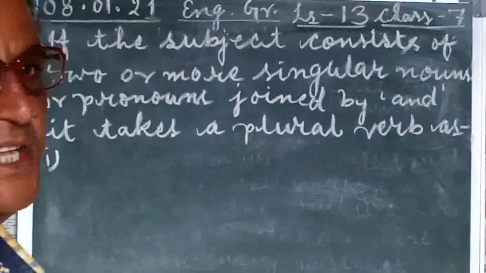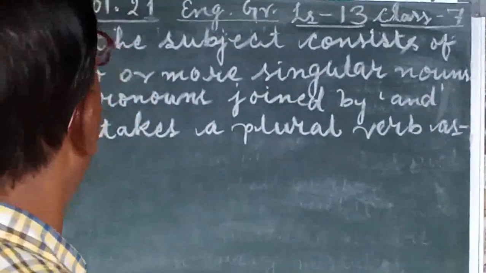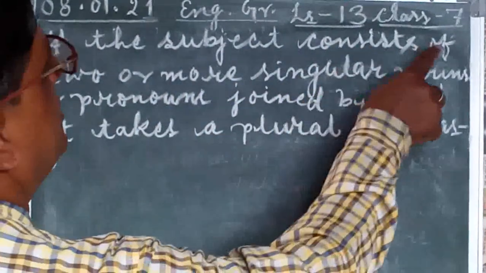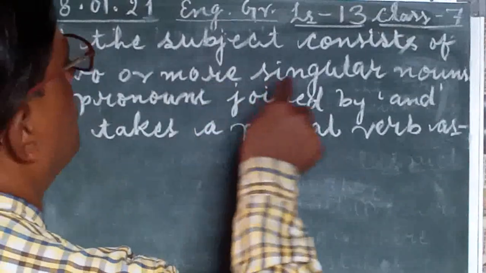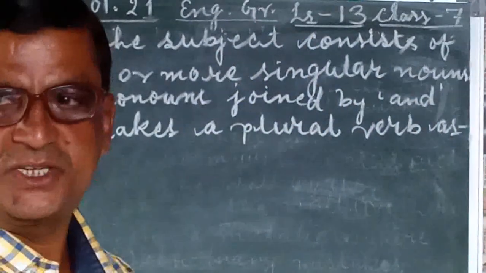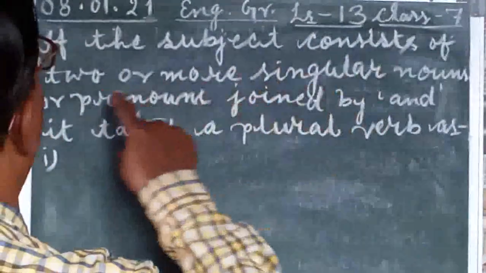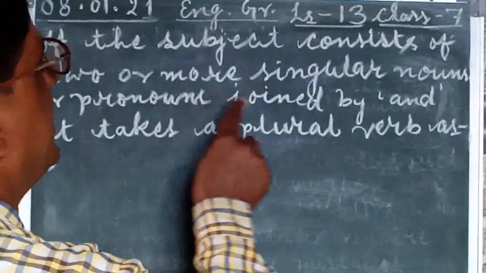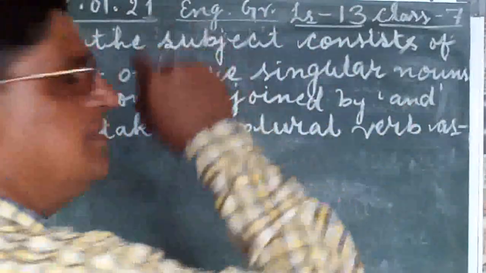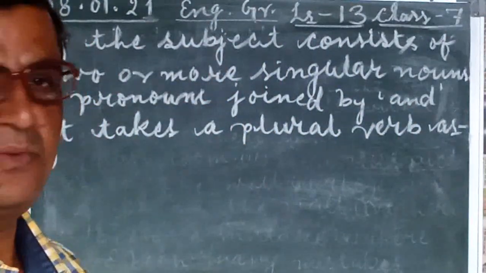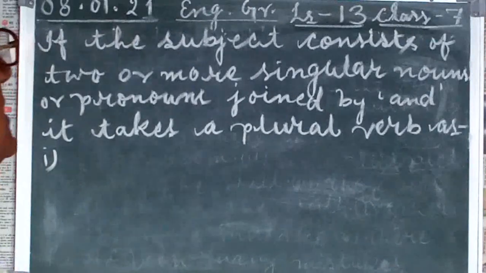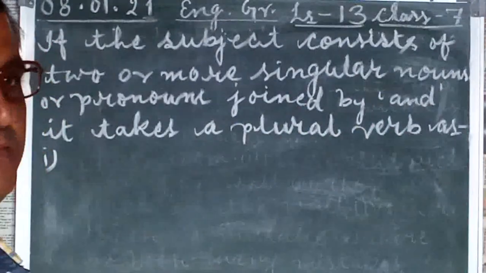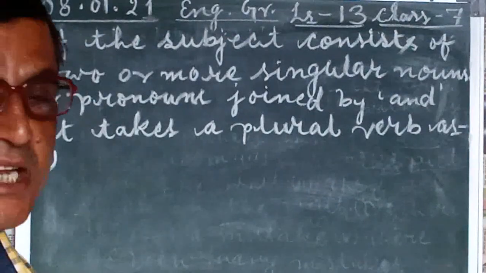Now students, I am taking the next one. What is given: if the subject consists of two or more singular nouns or pronouns joined by and, meaning a joining word, a conjunction, it takes a plural verb, not a singular verb.